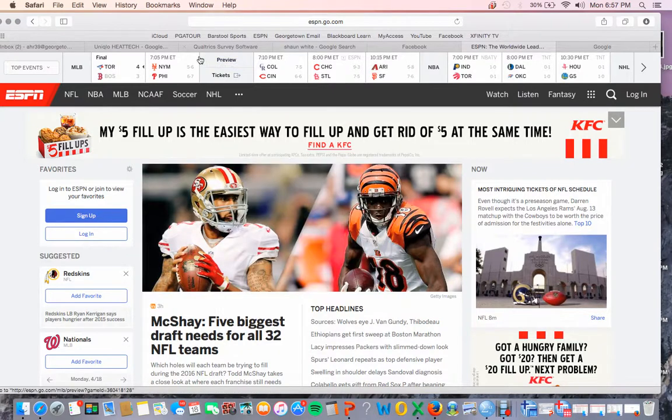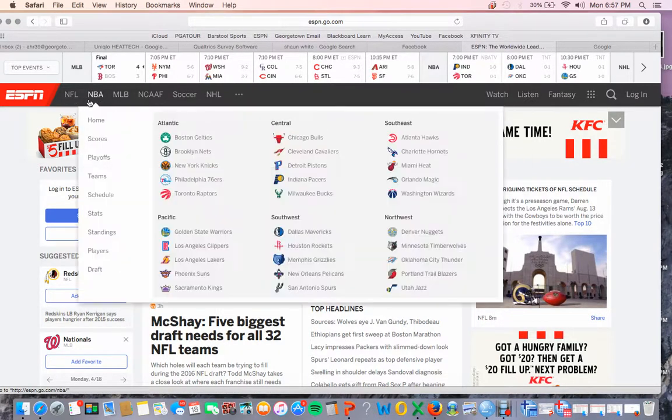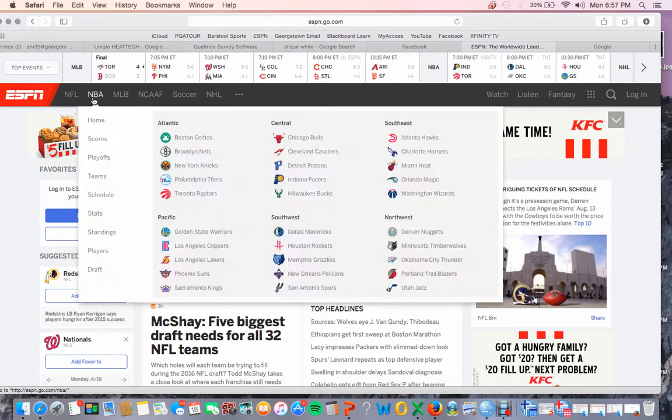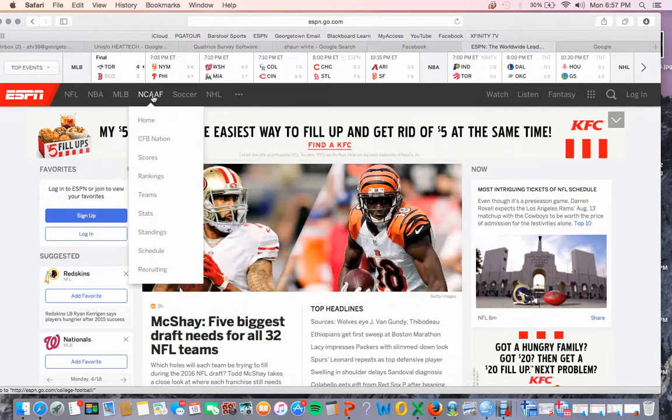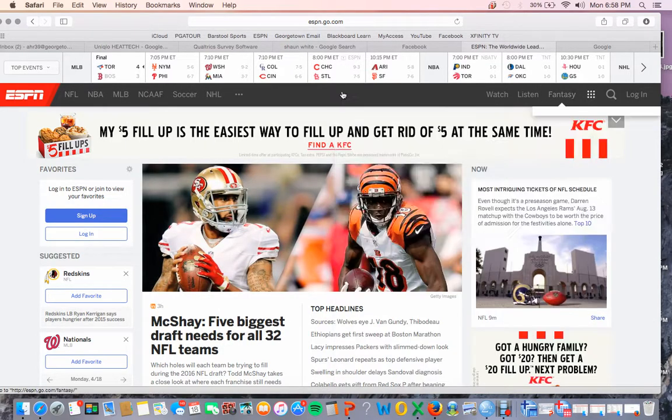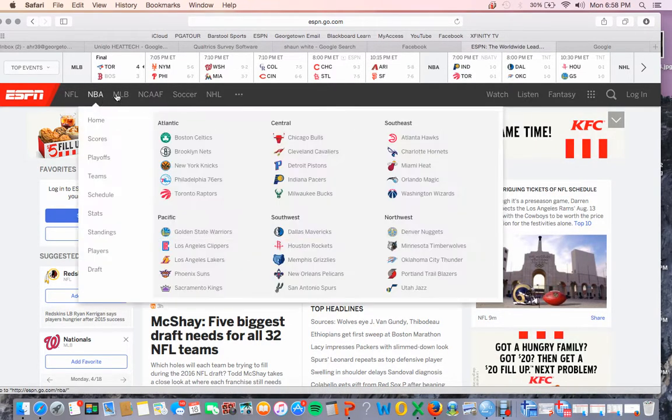I'm looking at the tabs up here, and they have already laid out for us all the major sports. So you have NFL, NBA, MLB, NCAA football, and so on. And you don't need an account to do any of this. ESPN is a public website that can be used without an account. So I am just going to click on MLB.